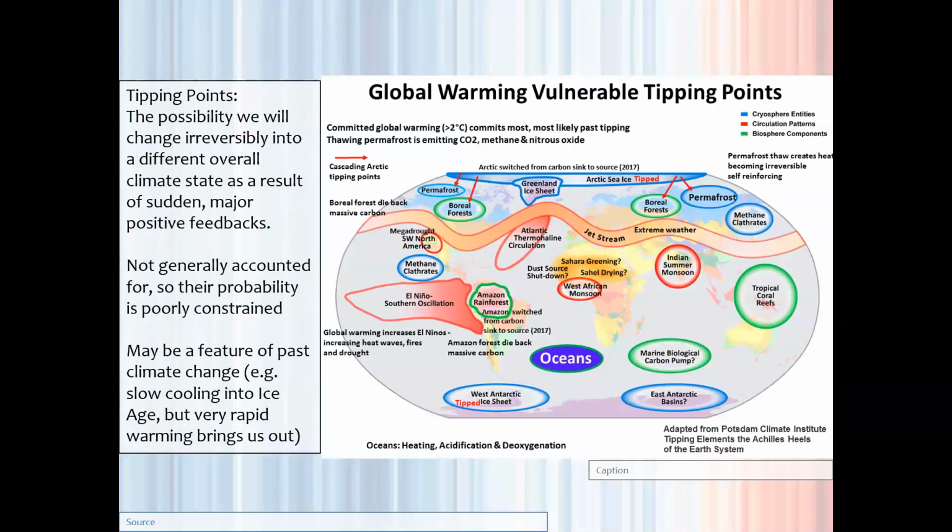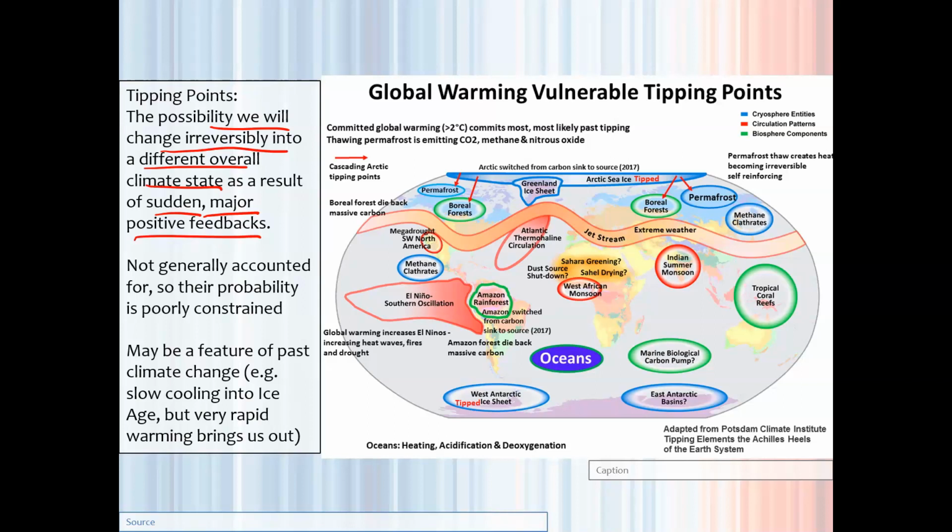Lastly, I want to mention these tipping points, which are the possibility that we change irreversibly into a different overall climate state as a result of sudden, major positive feedbacks. We don't generally include these. And here are some options that people have somewhat speculated on, because it's hard to get information on something that's that sudden and that we don't have a modern analog for. Because if we're looking at the nearest analog, we're looking 50 million years in the past to that PETM, which is a lot different than it is today, even if the rate of change is similar. We don't generally account for these possible tipping points.